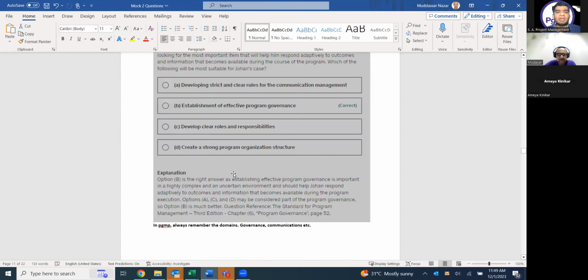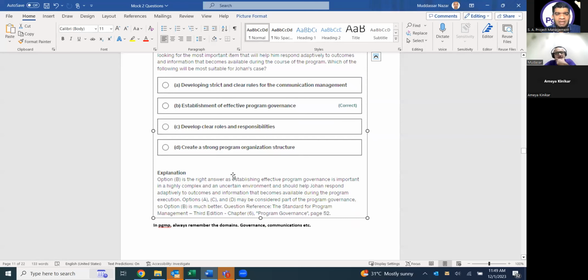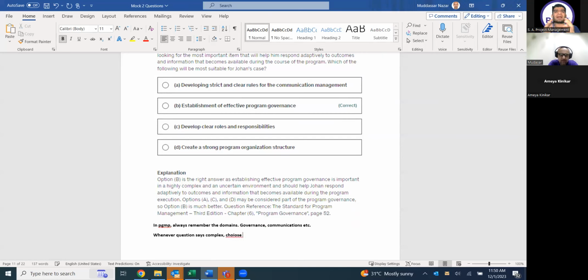Whenever in general he confuses you about something complex, something difficult, where it is not sure what output you will get, just put governance there. Good governance in PgMP is for monitoring and controlling. The tone of the question is telling you that it's a very complex program and he is not certain what will happen, right? So you have to respond to the things that will come up. In that way, you have to make establishment of the governance practices. This is a very good tip.